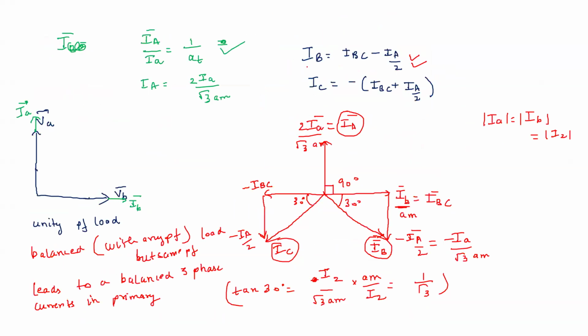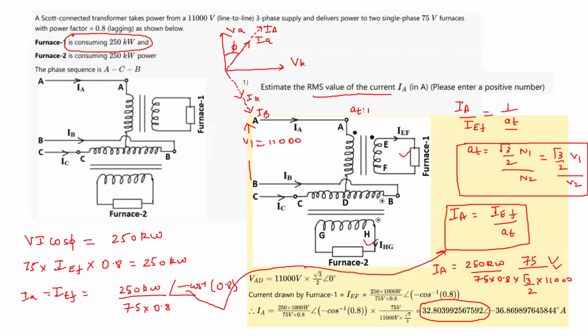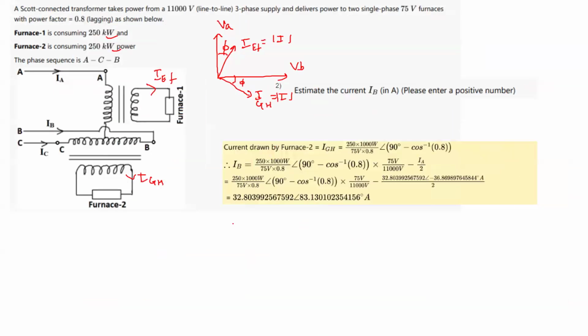Okay, so if we are told to find IB, we can find it like this: IBC minus IA by 2, by phasor addition. So here we have IBC minus IA by 2. Okay, so this is what is my IB. Now here what they have done is they have taken it the reverse way. They have taken that phase VB is leading VA, but you can write it the other way also. So in the same way you can find out the IBC current magnitude: VI cos phi is how much? 250 kilowatt.